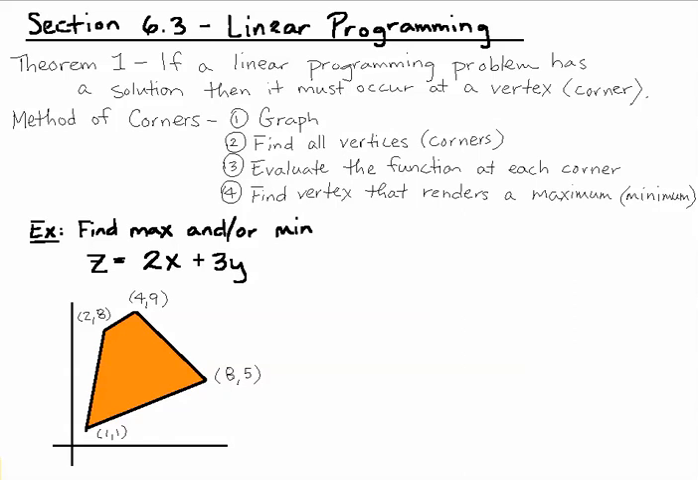So in this example, they've already done, as you can see, steps 1 and 2 for us. They've already graphed our system of linear inequalities. They've also labeled the vertices. And so we can skip down to step 3 in a problem like this, to where we want to evaluate the function at each corner. So we're going to take each corner and plug it into our function.